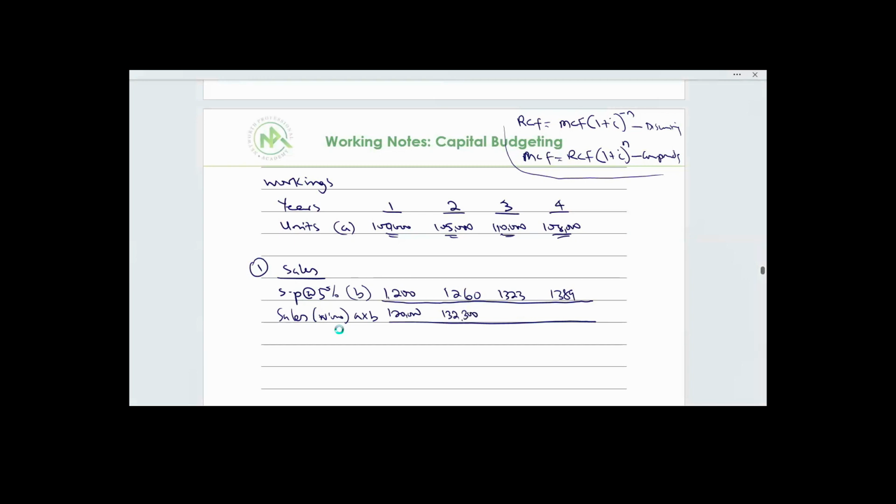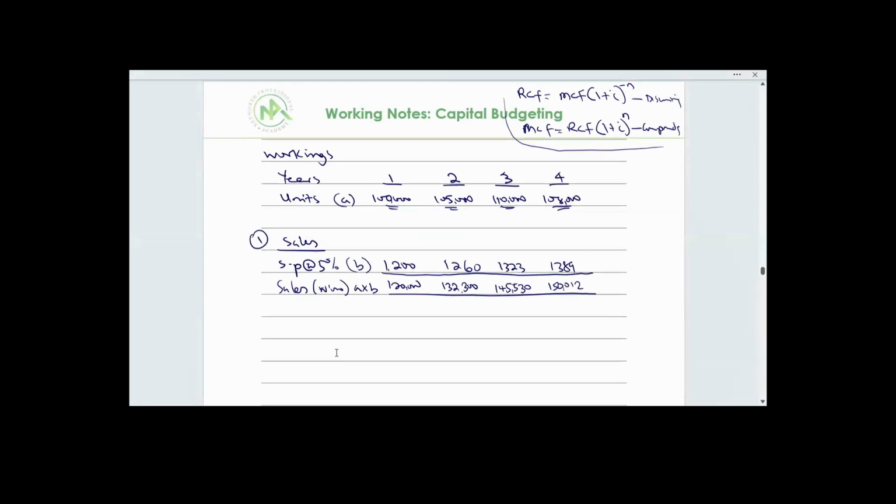132,300. Next one, 110,000 multiplied by 1,323 equals 145,530. Next one, 108,000 multiplied by 1,389 equals 150,012. So with this, I've inflated the selling price. I've calculated my working for sales.